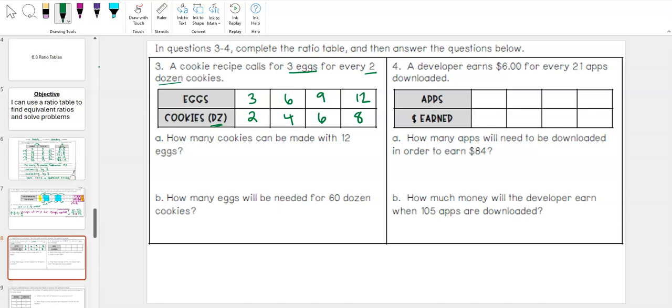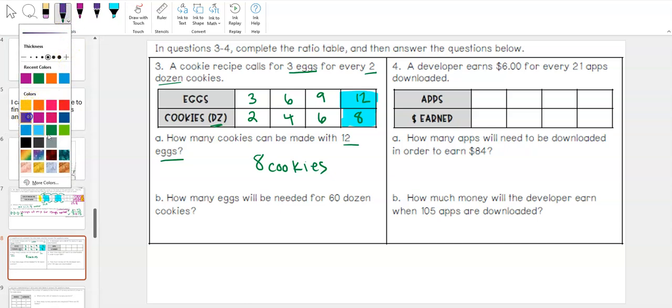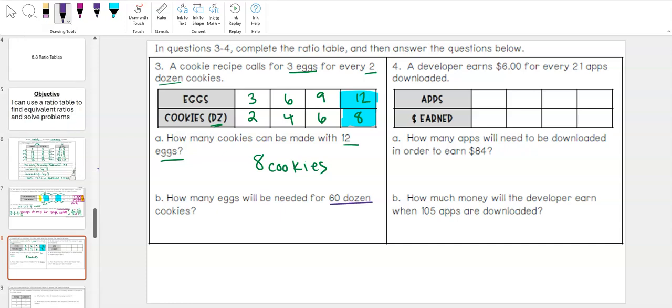All right, so our first question is, how many cookies can be made with 12 eggs? Well, this one is in my table. I have 12 eggs already here, so I can identify my answer in my table. It's going to be 8 cookies. All right, in our next one, it says how many eggs are needed for 60 dozen cookies.